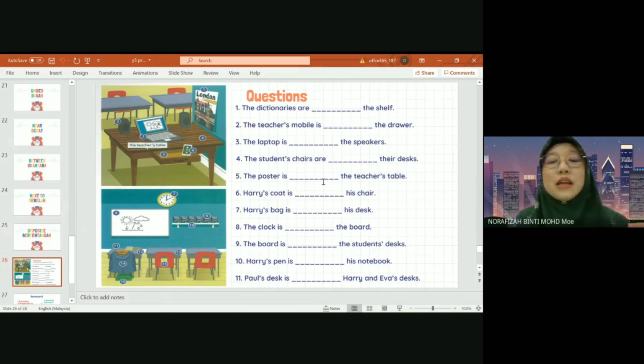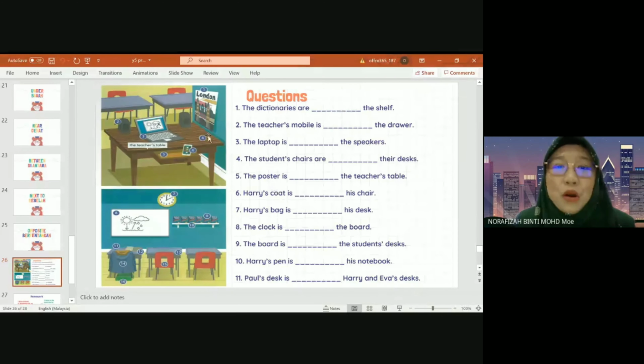Okay, number four. The students' chairs are their desks. Students' chairs are their desks. Ni chair, ni desk. Okay, dekat mana chair ni? Good job. The answer is under, okay? Bawah. Under. Okay, good. Under. The students' chairs are under their desk.